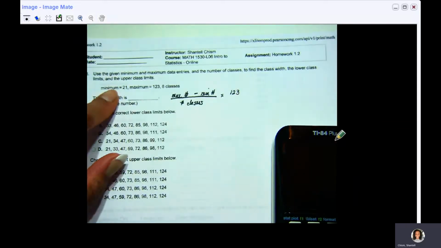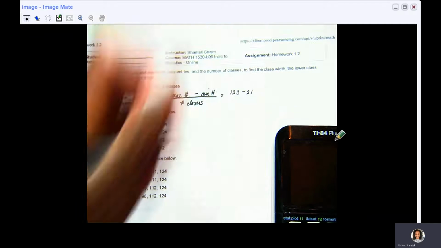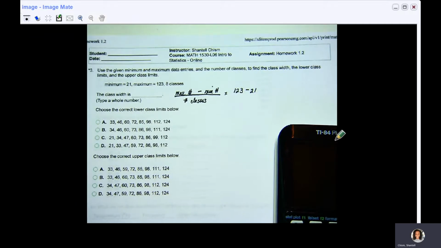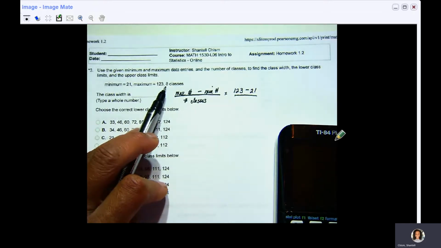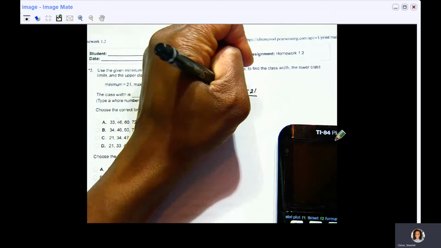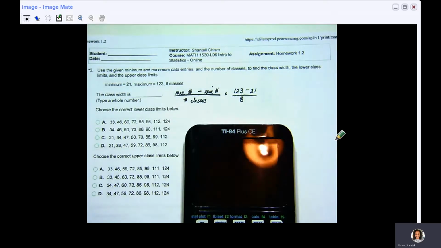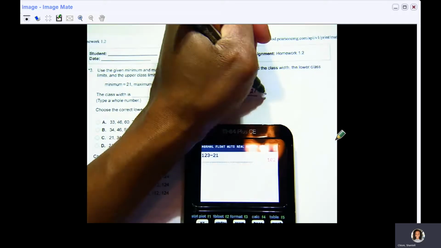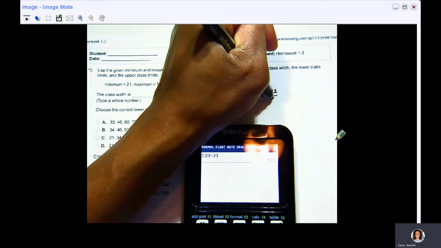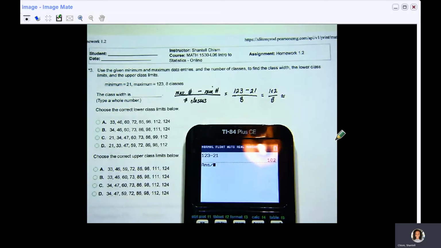So the max number is 123 here for my problem, and of course your numbers are going to be different. The minimum number is 21. Even though the numbers may be different, the way we work the problem is the same, okay? And then I will be dividing by 8. We're told to use 8 classes, okay? So 123 minus 21, I'm going to get that difference. That's 102. And then I will divide 102 by 8.